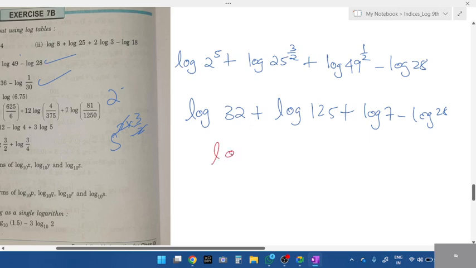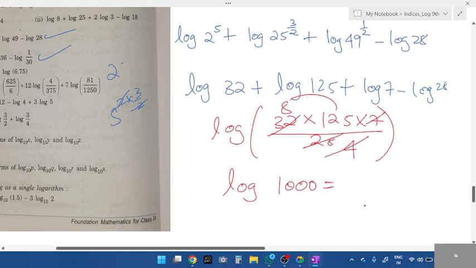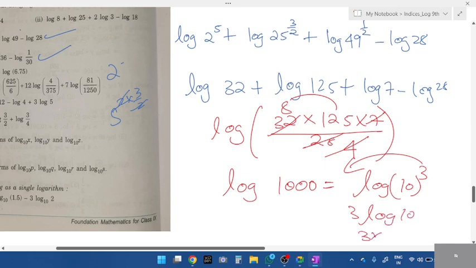Now, tell me the value log common 32 into. Then, which one gets cancelled? 8 into 125 is 1000. So, what's the answer? Okay, this log 1000 I can write it as log 10 to the power of 3, log 10. How much is log 10? 1, 3. If you know direct answer, you can write log 3. You don't have to calculate all this.